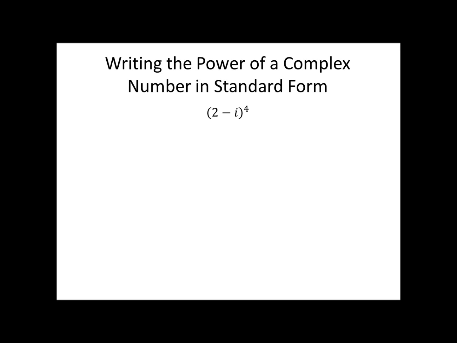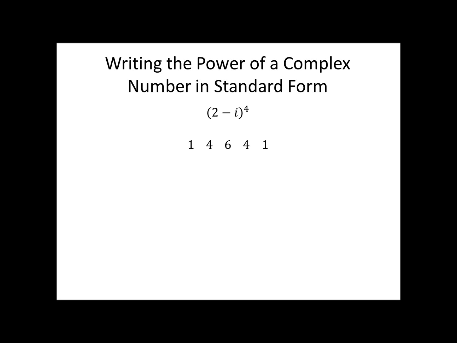Alright, so why is this useful? Well, let's take a look at this power of a complex number in standard form. We want to basically take 2 minus i to the fourth power. And you should look at this like it's a binomial to the fourth power, because that's exactly how we're going to treat it. Now I could FOIL that all out, and that would take 8 or 9 hours, I think. Or I can use row 4 from Pascal's triangle. Row 4 from Pascal's triangle is 1, 4, 6, 4, 1.